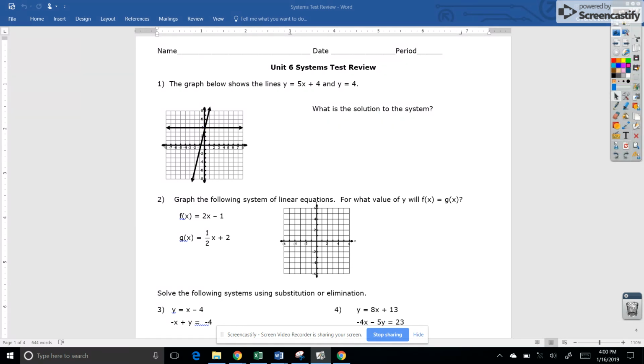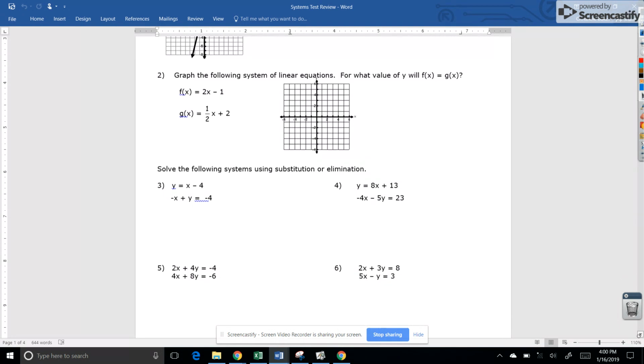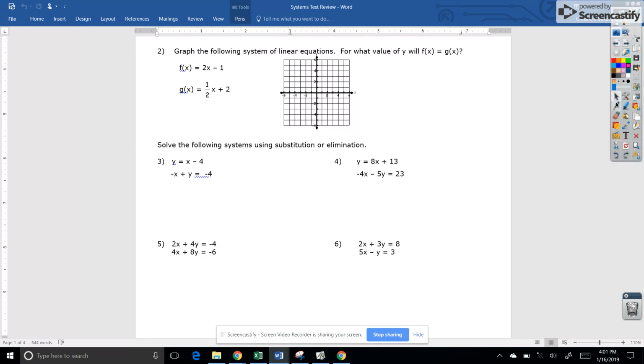So number 2 is asking us to do something very similar, but now we have to graph them. And then it's asking for the y value where these are equal. So again, we're still looking for the intersection point, but this problem only asks us for the y value. So we have 2x minus 1. f of x is the same thing as y.